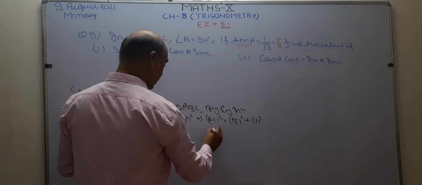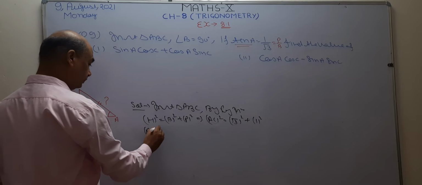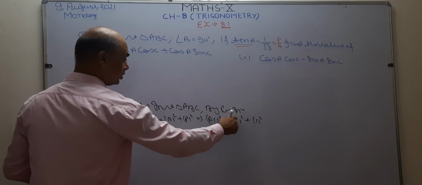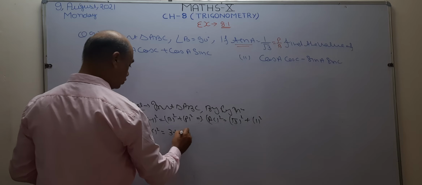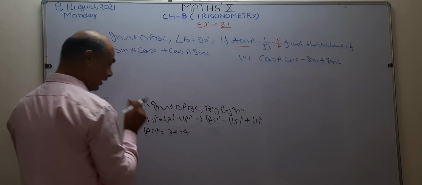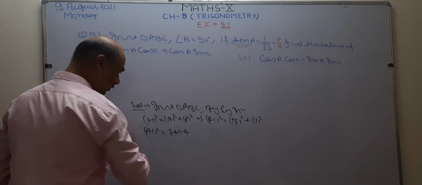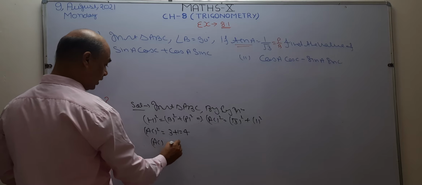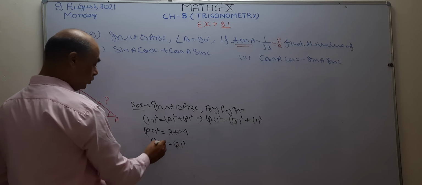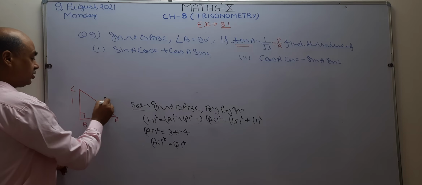Now AC square is going to remain the same. The square of root 3 square: this square is cancelled with the square root, so only 3 is there. Square of 1 is 1. So 3 plus 1 becomes 4. Now 4 is the square of 2, so this square is cancelled with the square root. So AC becomes 2.